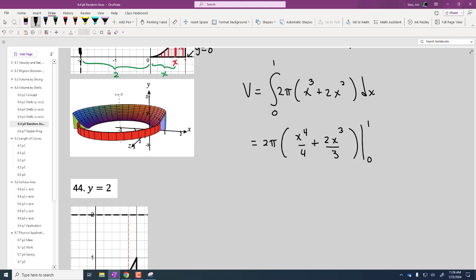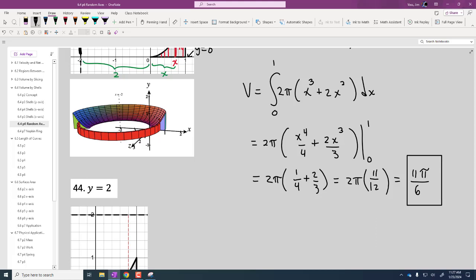Zero does not contribute, so we can focus on the 1. We have a fourth plus 2/3, common denominator of 12. We're going to have 1/4 plus 2/3. So that'll be 2 pi multiplied by 3 plus 8, which is 11 over 12. So 11 pi divided by 6. That'll be the volume of our Coliseum, or the volume of the bleachers.